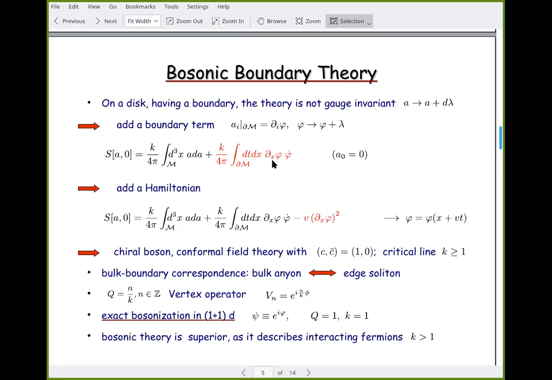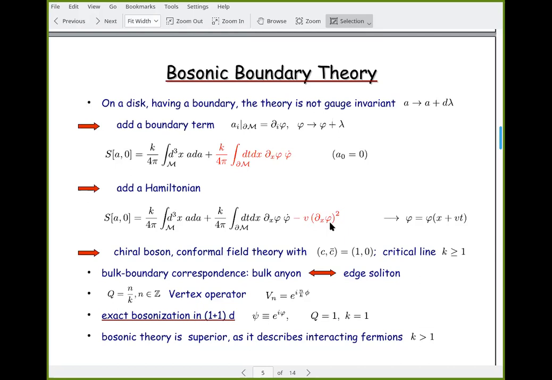So one way to resolve the problem would be to say, okay, I put everything equal to zero at the boundary. I put the entire gauge field equal to zero at the boundary, then it is gauge invariant by definition. But it's not physical, because at the boundary, there are degrees of freedom. They are propagating degrees of freedom. So I have to add degrees of freedom at the boundary, and they are not topological. They do have a Hamiltonian, okay? And so the simplest expression you can add is this quadratic Hamiltonian in the current. This is the current in the longitudinal direction.